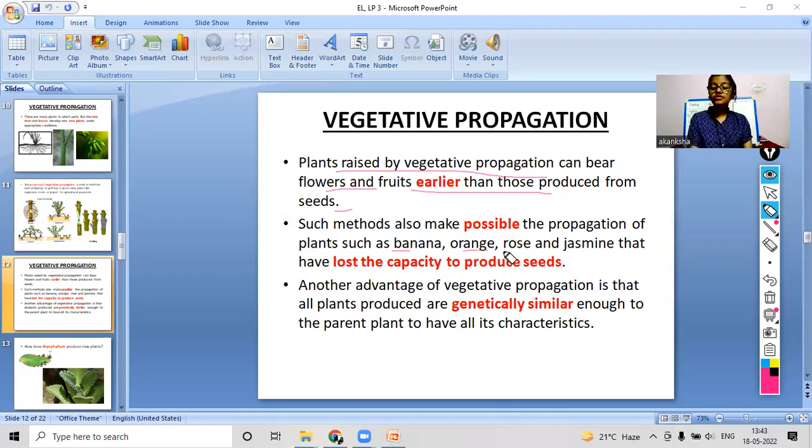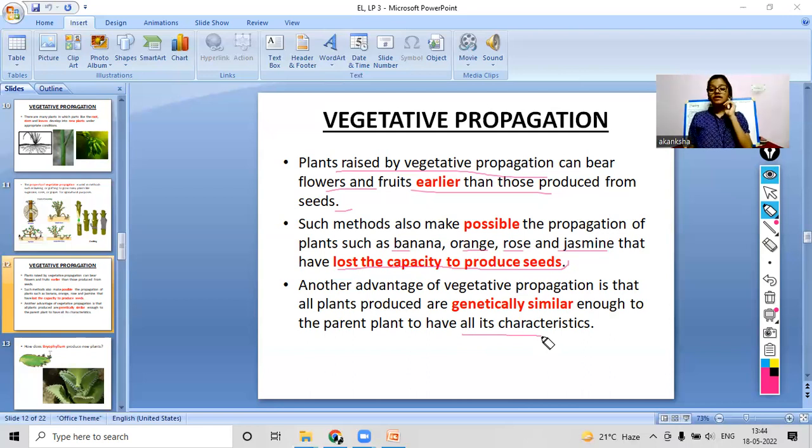Then orange, and then rose and jasmine that have lost the capacity to produce seeds. So some plants that have lost the capacity to produce seeds can reproduce with the help of vegetative propagation. And another advantage of vegetative propagation is that all plants produced are genetically similar to the parent plant and have all its characteristics. So yes, what are the three main advantages of this vegetative propagation process?